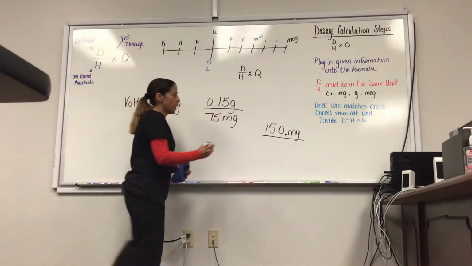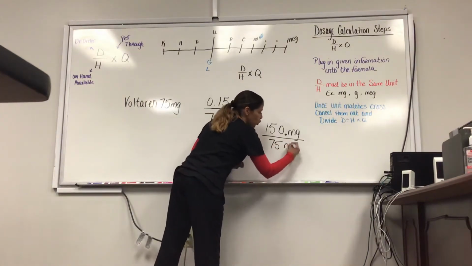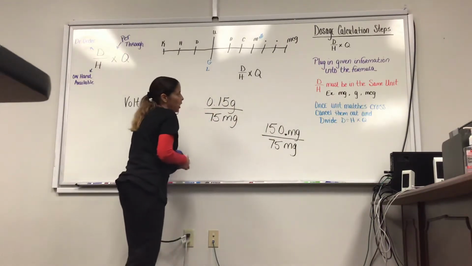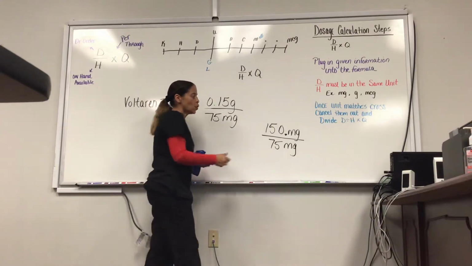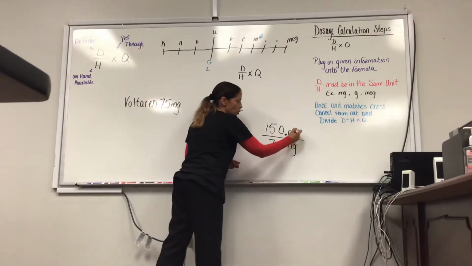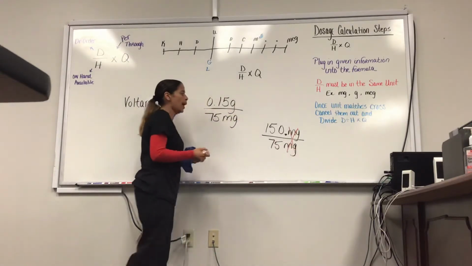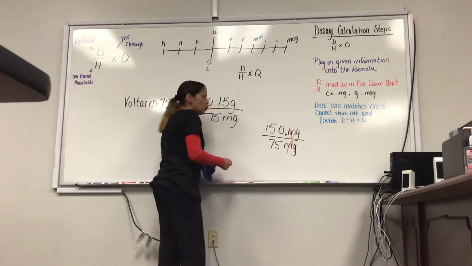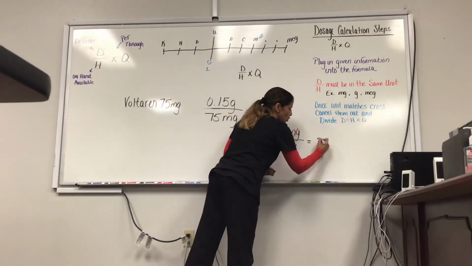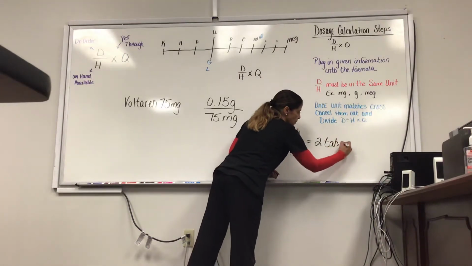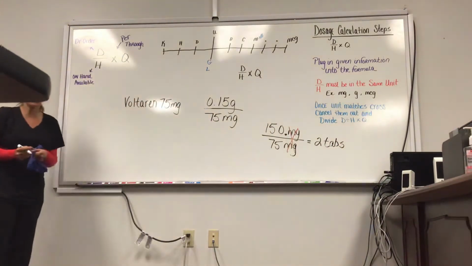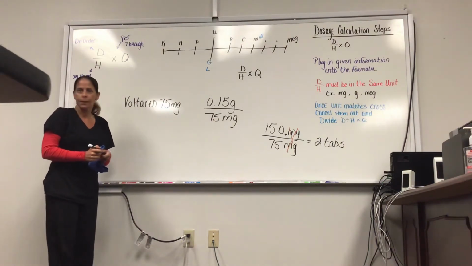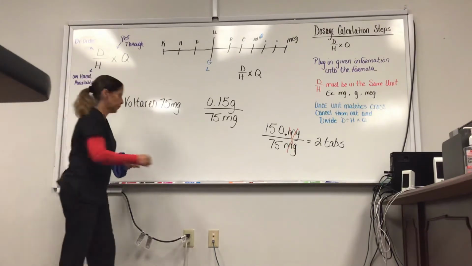Over 75 milligrams. Cross out milligram, and then the next step is to cross cancel once you've got them in the same unit. So we've got milligrams and milligrams, and now go ahead and divide 150 divided by 75, and you would have got what? Two tablets. So that's what we would administer to the patient, the 2 tabs. Everybody good with that? Okay.